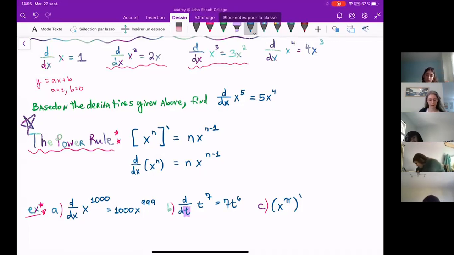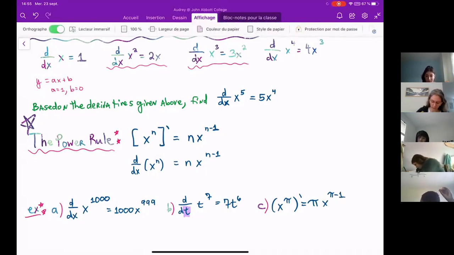What's x to the pi? What's the derivative of that going to be? You got it, Ning. Pi x to the pi minus 1. I just bring the pi down. Then my x, I subtract 1 from the power. So it's just pi x to the pi minus 1.